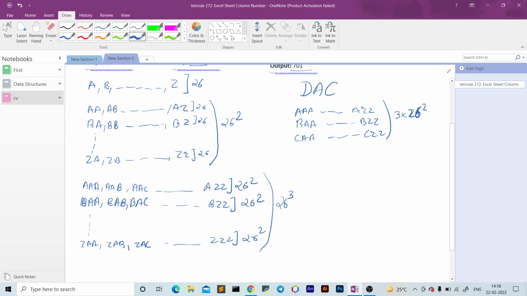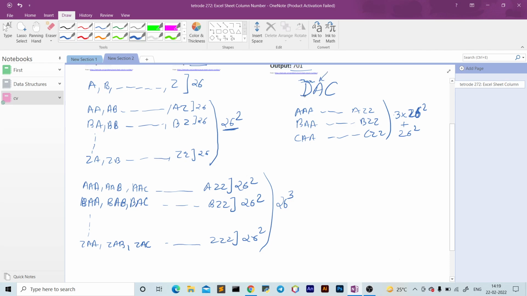So these possibilities are 3 into 26 square. Now we also know that there are possibilities at the level above that are present before this DAC. So these possibilities are simply 26 square. So it would be 3 into 26 square plus 26 square for these possibilities. Now we have done the calculation for D.